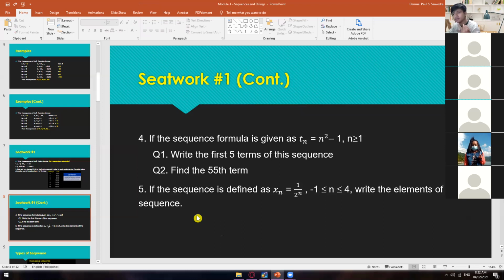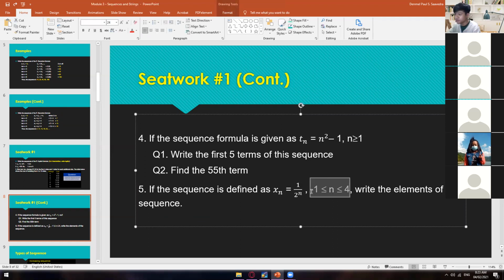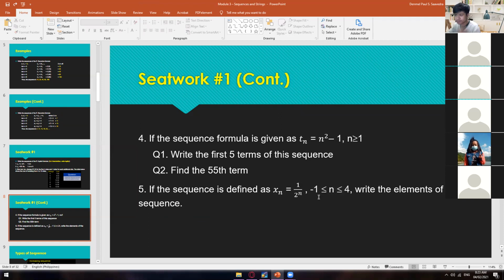-1, 0, 1, 2, 3, 4. Sorry, this one is 6 terms. Okay. -1 to 4: -1, 0, 1, 2, 3, 4. Yeah, 6 terms, including the 0. So is the number 4 and number 5 clear so far?